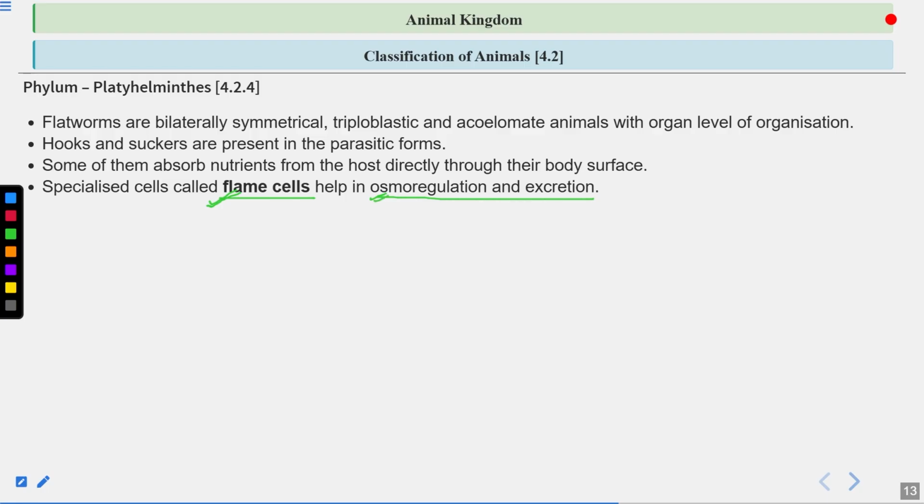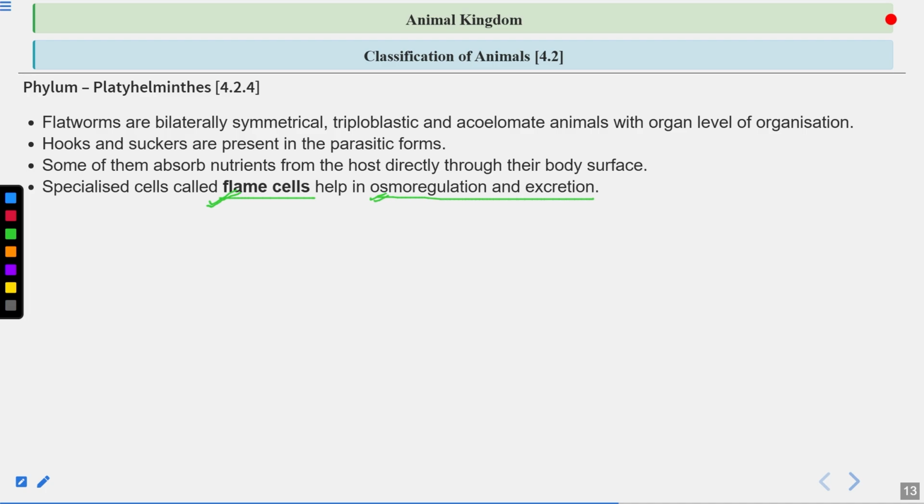So, in the case of human, this osmoregulation and excretion function is done by kidney. In the same way, in Platyhelminthes, the osmoregulation and excretion process is done by flame cells.